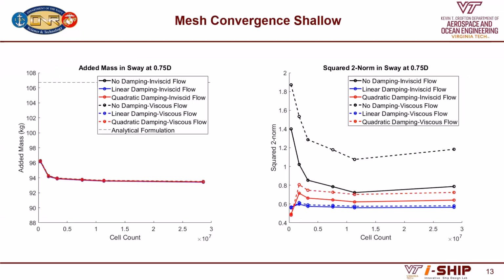I show the same thing for shallow submergence. So when the body is located very close to the free surface, a submergence of 0.75 diameter measured from the central body axis, we see the same results. We see the monotonic convergence with respect to the mesh. We also see that the linear damping model performs best across the range of meshes that we used. One important thing to note, however, is that the added mass is decreased from that analytical formulation.